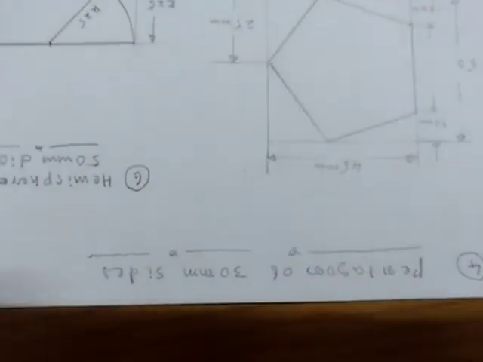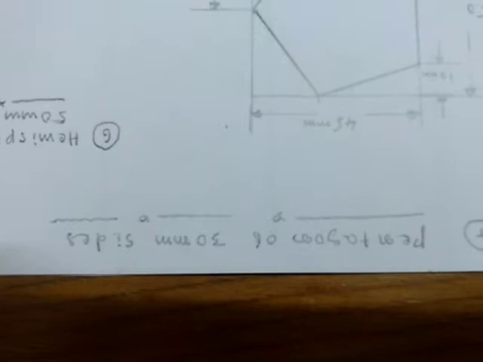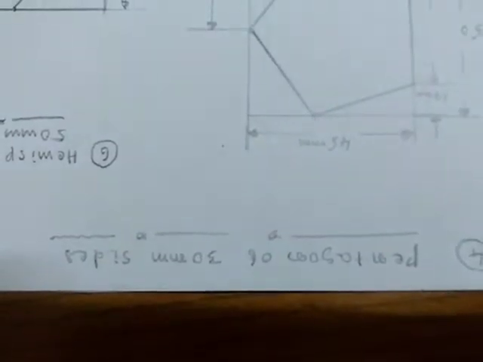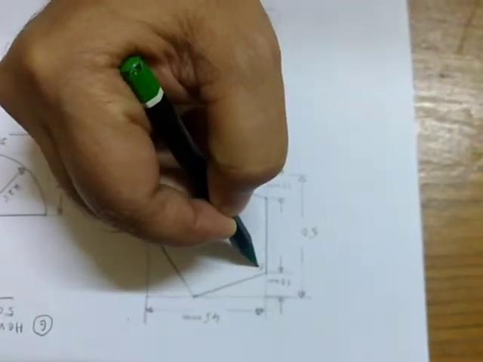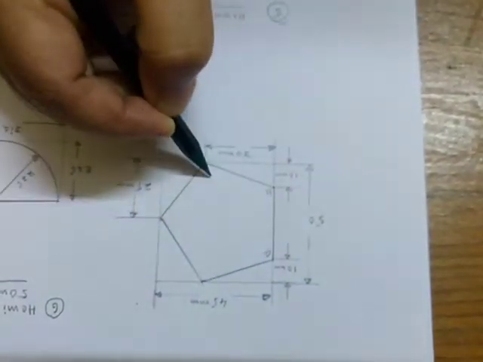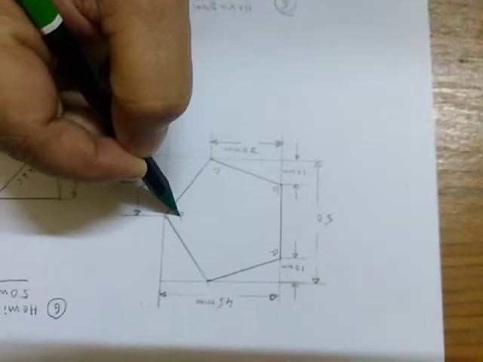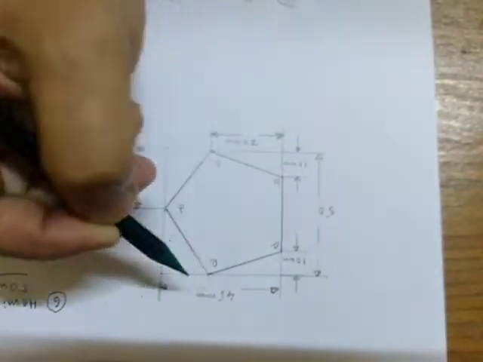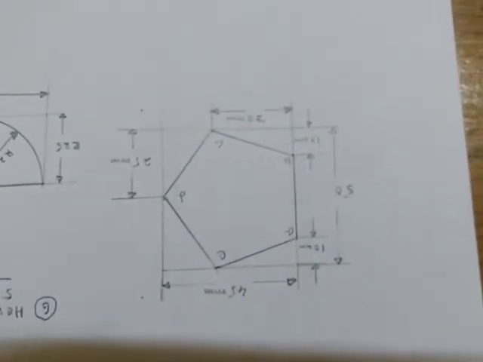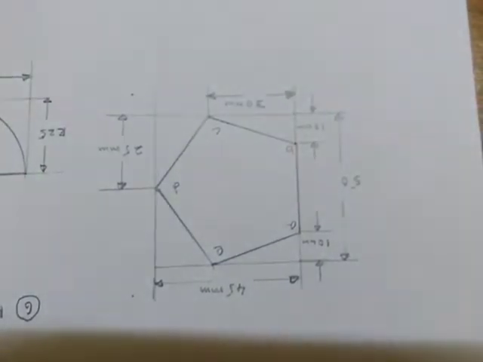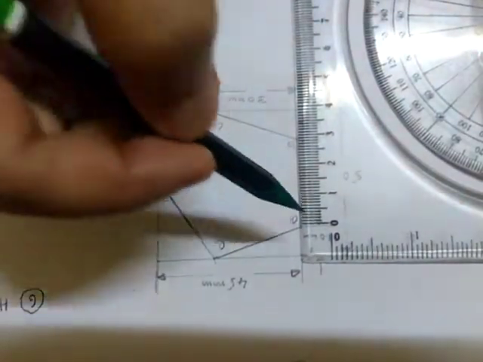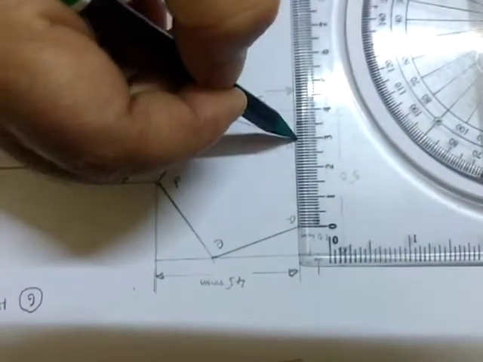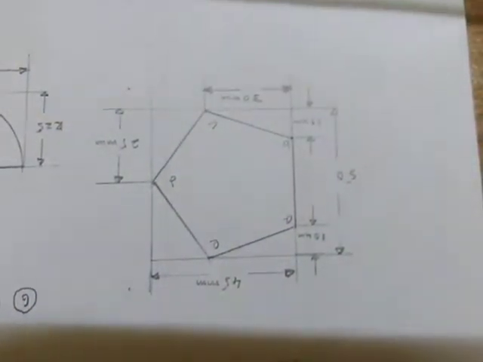I am drawing the pentagon in such a way that one of the sides will be perpendicular to the vertical plane. So this is A, this point is B, this is C, this is D, and this point I will call E. The side of the pentagon is given as 30 mm. I will take a vertical line equal to 30 mm, starting point A, lower point B.